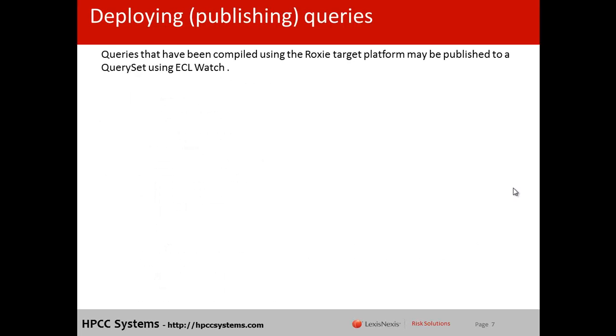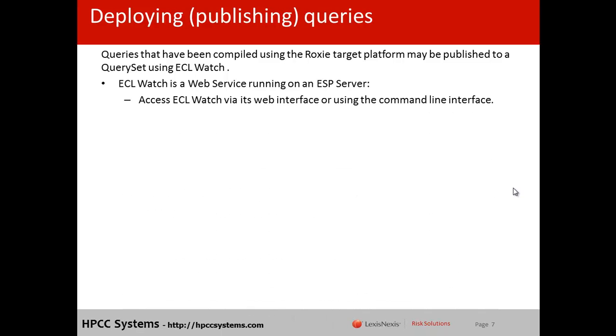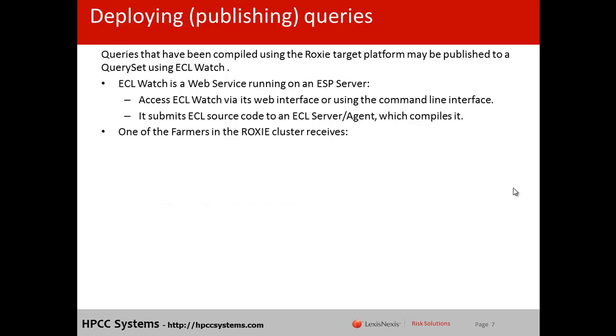Now, how do we get a query to ROXIE? How do we publish our queries? Queries that have been compiled using the ROXIE target platform may be published to a query set using the ECL Watch. ECL Watch is a web service running on an ESP server. We access ECL Watch via its web interface or by using the command line interface. It submits ECL code to an ECL server and agent which compiles it.